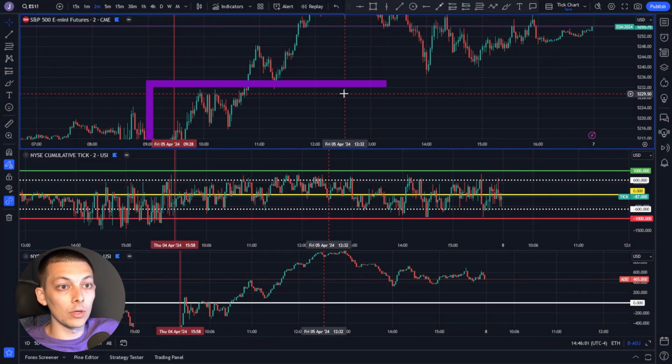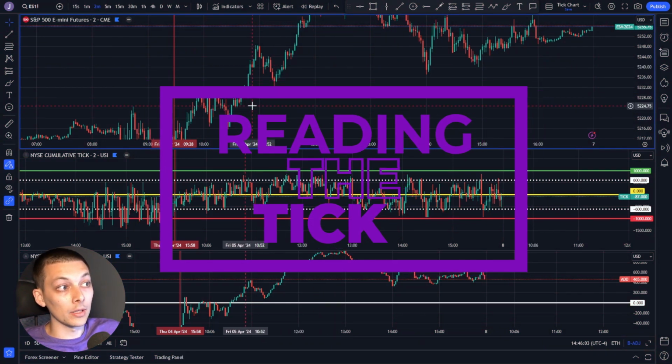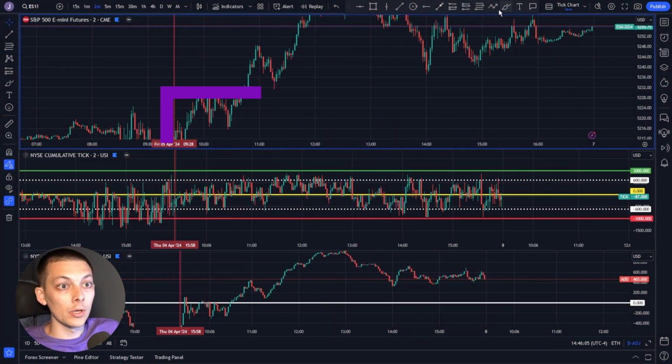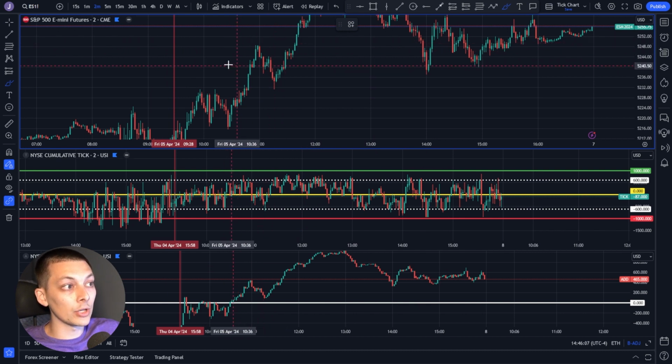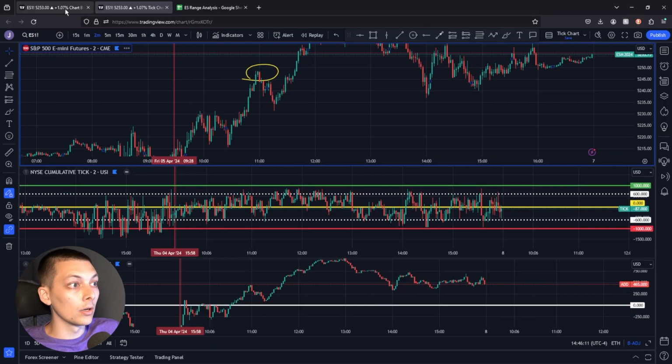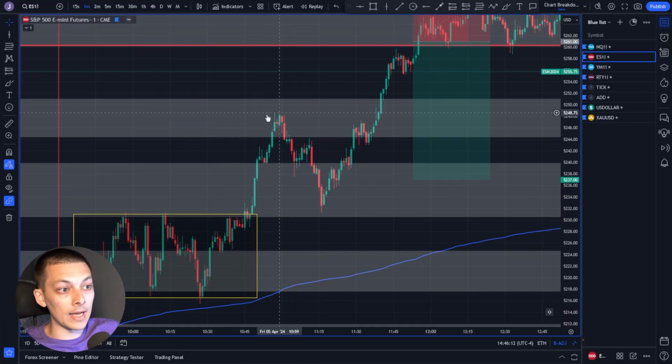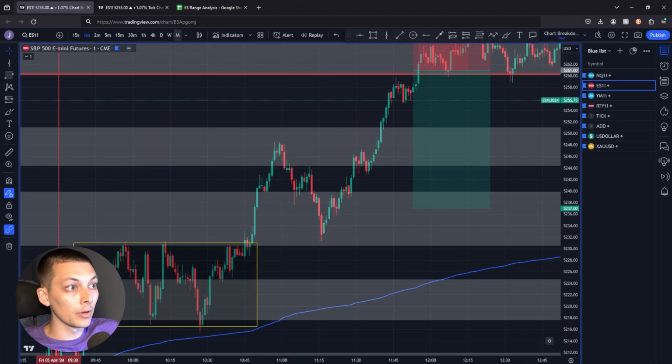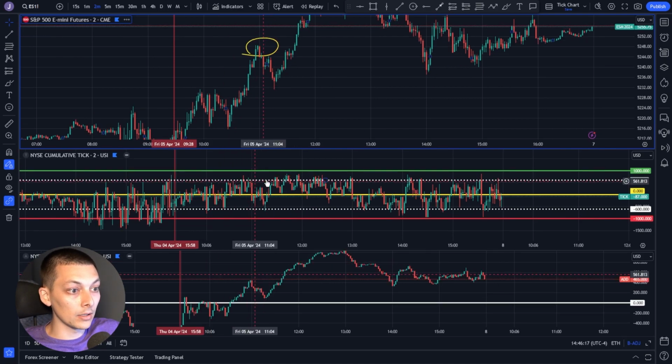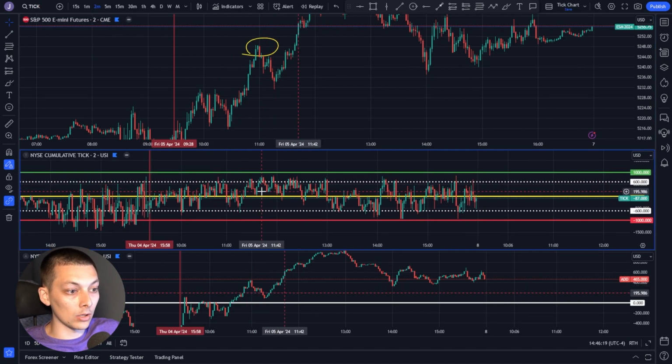Okay, everyone. So if we're looking at this chart, I know it might be a little bit confusing. There's a lot of information, but this top chart is a 2-minute chart of the ES. And right here, this is 11 o'clock. And if I go back and show you, this is as price is reaching this level here. So let me go back to the tick and let me find 11 o'clock on here.